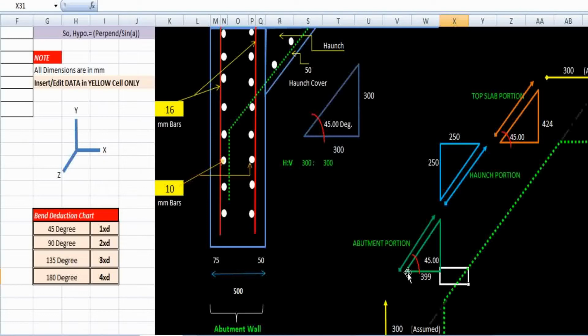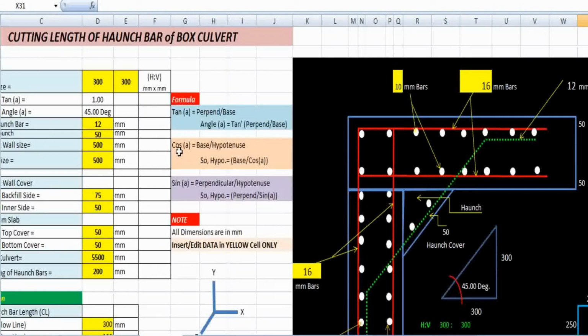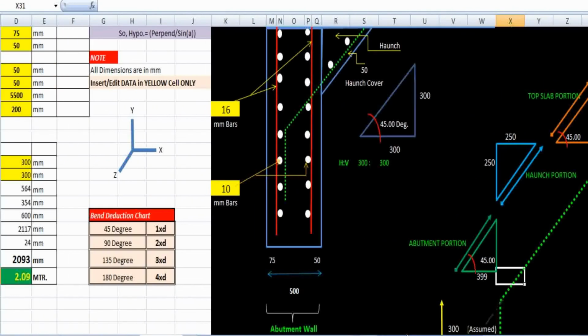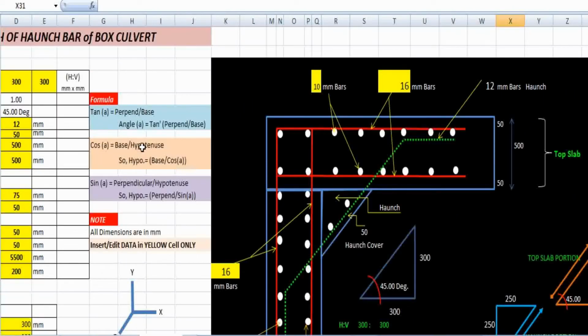Okay, so here we have an angle of 45 degrees and we have the base. So our intention is to calculate the hypotenuse length. Okay, so here cos theta equals base by hypotenuse. Theta means the angle, here 45 degrees, and the base is known to us as 399 millimeter. Here 399 millimeter is the base and the hypotenuse we have to find.